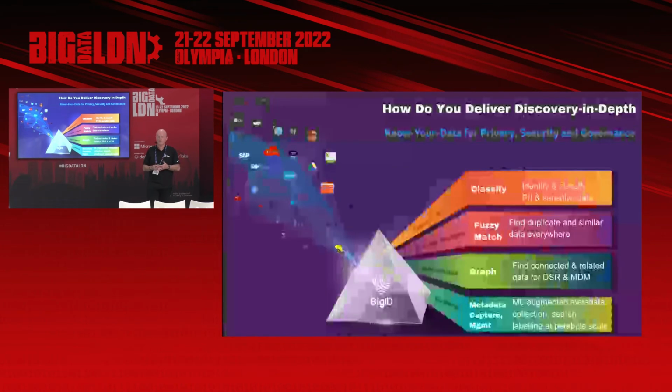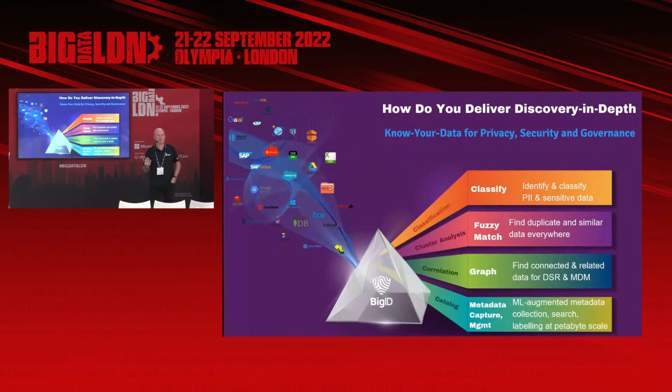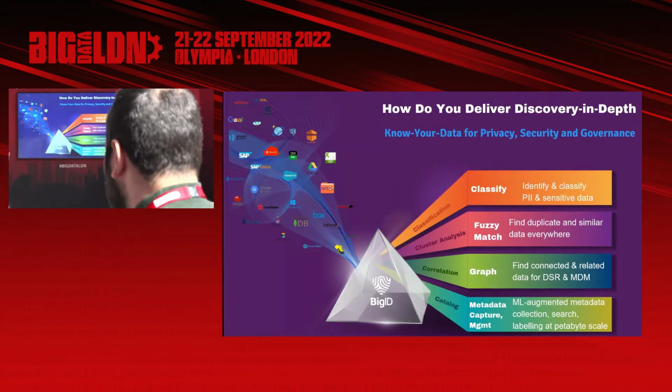Okay? They have short timescales in which to respond to that person making that request. For GDPR, it's 30 days. The point is, if you know where your data is, you can quickly find it and action your request. But if you don't understand your data landscape, what do you do?